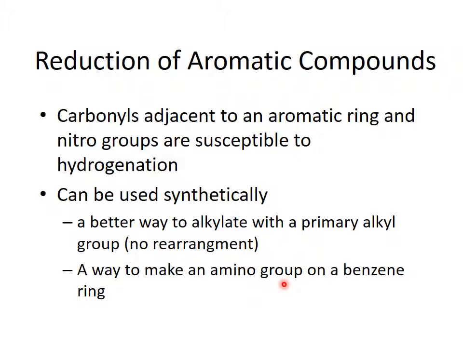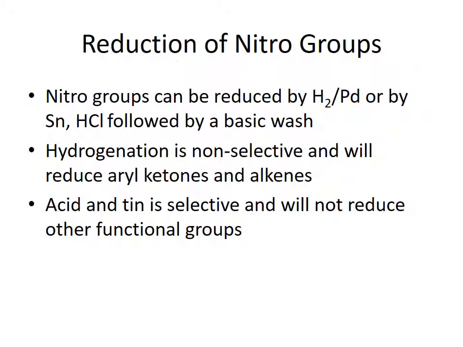You can put an amino group on a benzene ring by putting a nitro group on it and then reducing it down to an amino group. Let's look at this. Nitro groups can be reduced by hydrogenation or by tin or iron and acid, and you would follow with a basic wash because you're making an amine and the acid would tie it up, and you release it by washing with base.